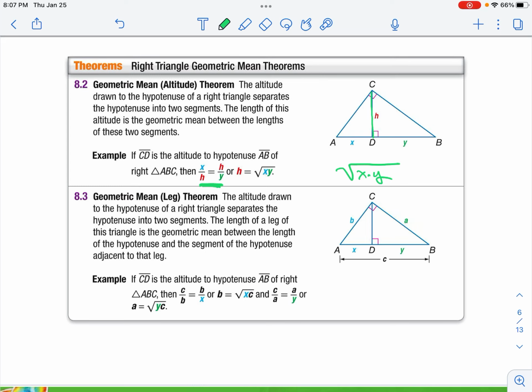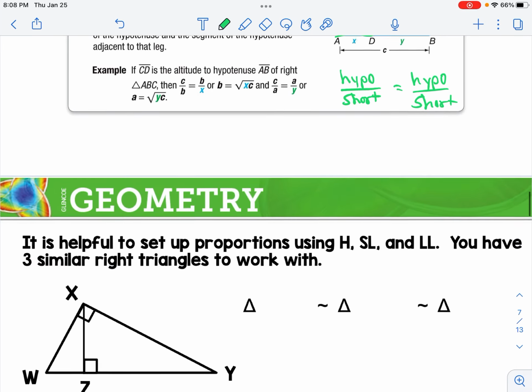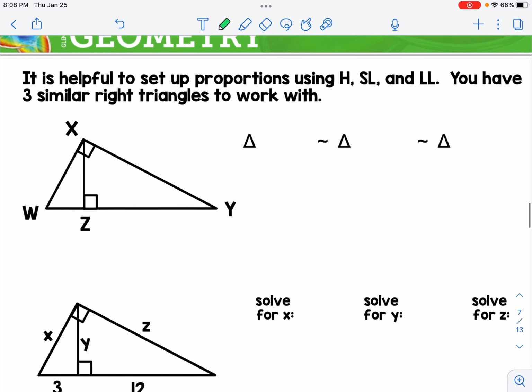C over B, so C is the hypotenuse over the short leg, is the same as B over X, because for this one, it's also the hypotenuse over the short leg. So it looks just like that. And you do it the same way, cross multiply, and then you can find the square root to finish solving that. So let's scroll down and take a look here.